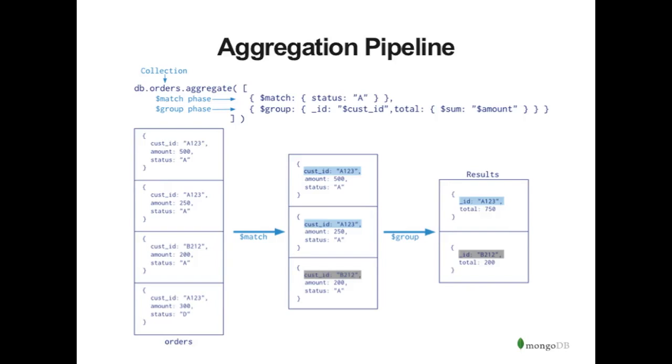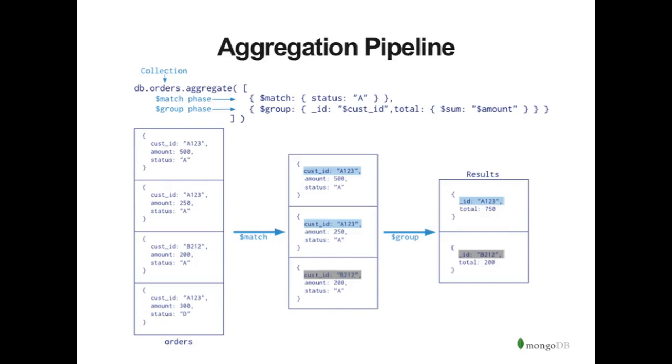So here, just so you get a feel: sometimes seeing words isn't enough, but a real example will help crystallize information for various people. Here is a very simple collection and a very simple aggregation pipeline. We have a collection with 4 documents that contains orders from customers, and each document has a customer ID, an amount, and a status. Our aggregation pipeline is operating on the orders collection. We're performing an aggregate, and this pipeline has 2 phases: a $match phase and a $group phase.